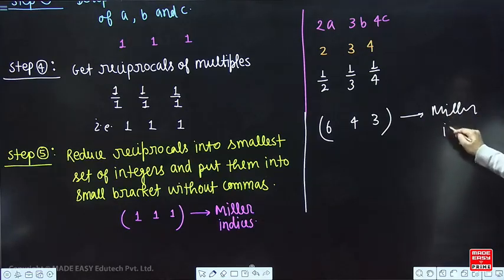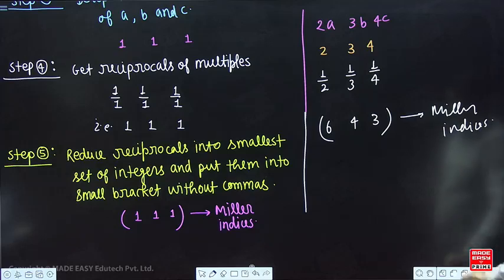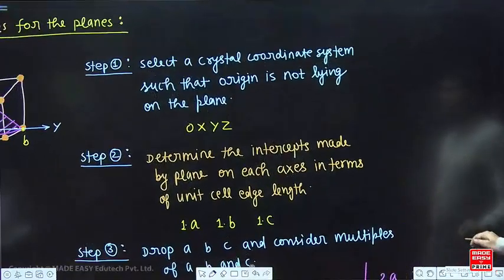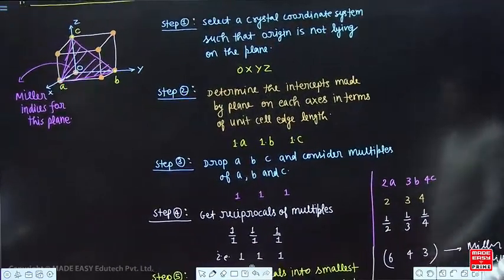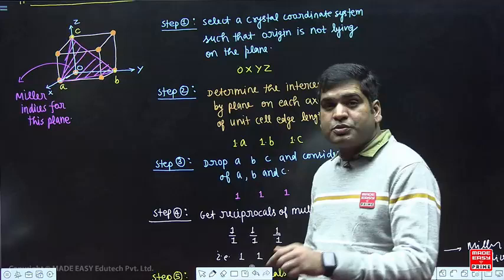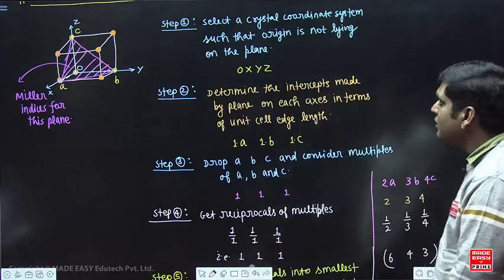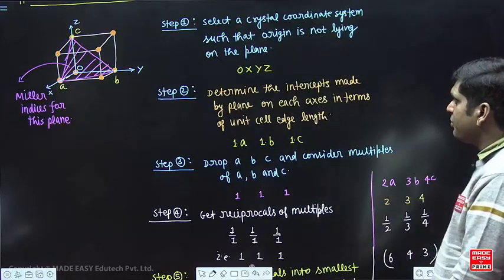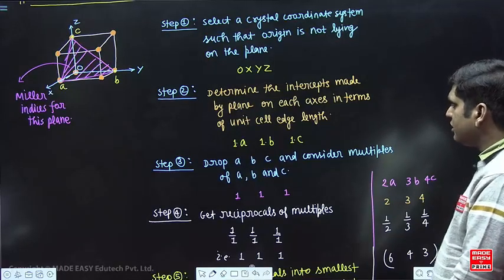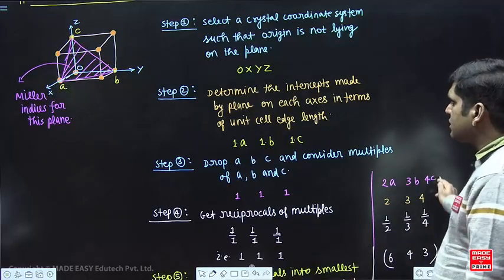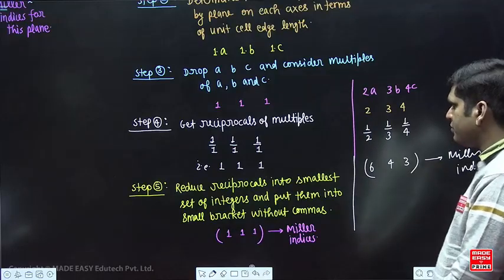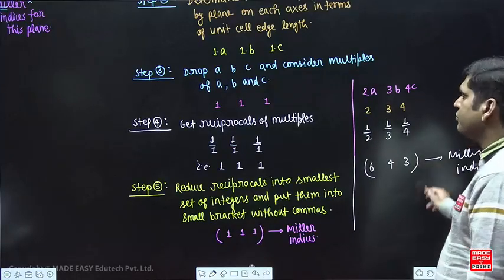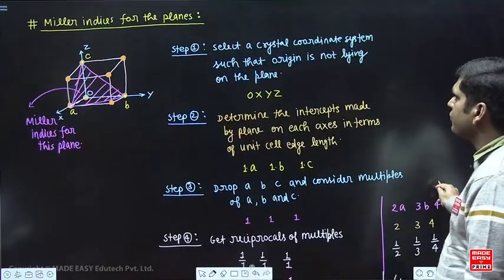So, for Miller indices what are the steps you need to follow? The first step is select a crystal coordinate system such that origin is not lying on the plane. Whereas in the line case origin must be on the line, here origin should not lie on the plane. Then step 2, determine the intercepts made by plane on each axis in terms of unit cell edge length, and then drop A, B, C and consider multiples of A, B, C. Get reciprocals of the multiples. Reduce reciprocals into the smallest set of integers and put them into a small bracket without commas. This will give you the Miller indices. This is the standard procedure you have to follow. Please do it quickly.